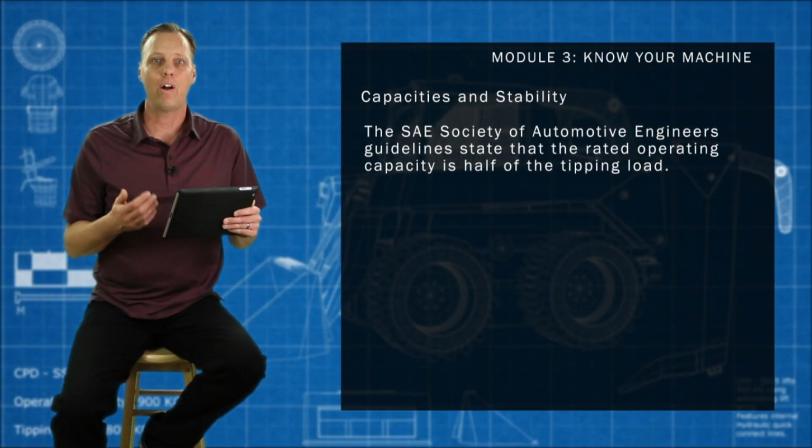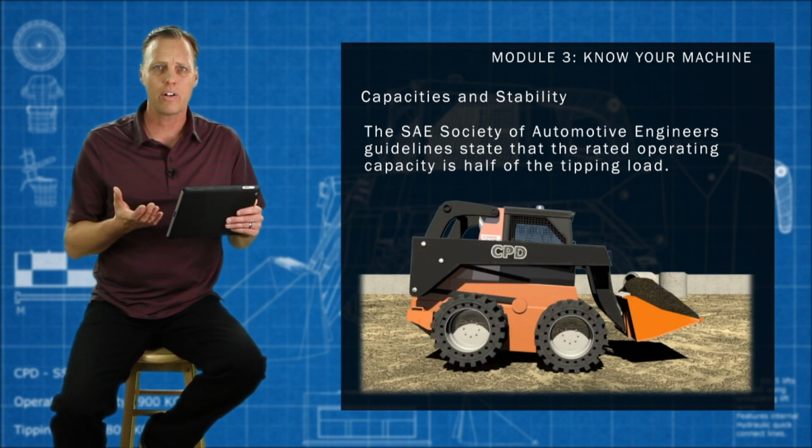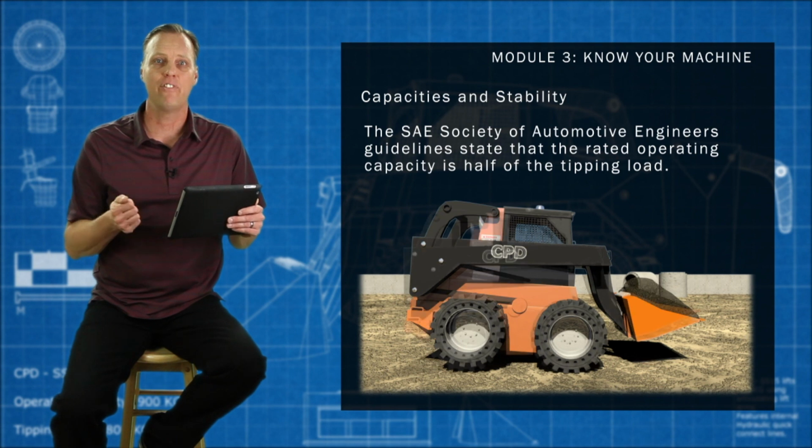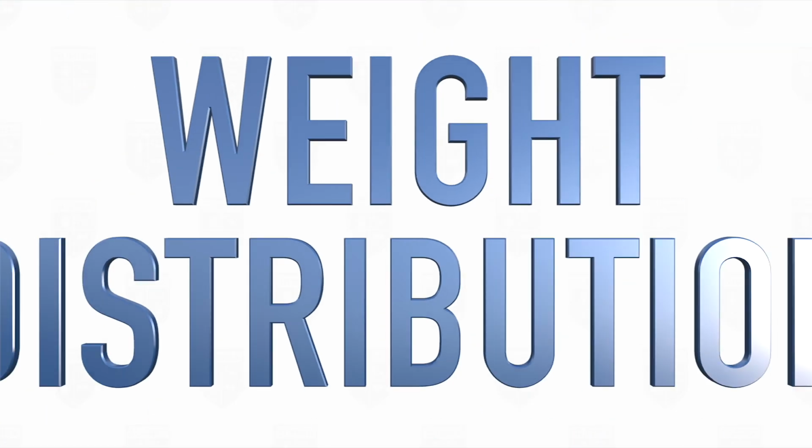So to find out what operating capacity you should be running at, you simply go in and load up your bucket until you start to feel your back wheels lift and the machine starts to tip forward on you. At that point, you look at that load and you say, okay, I need to run approximately half of that amount of material. And there you're set for your operating capacity.